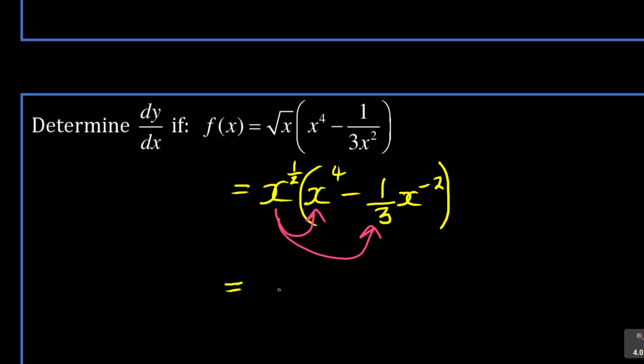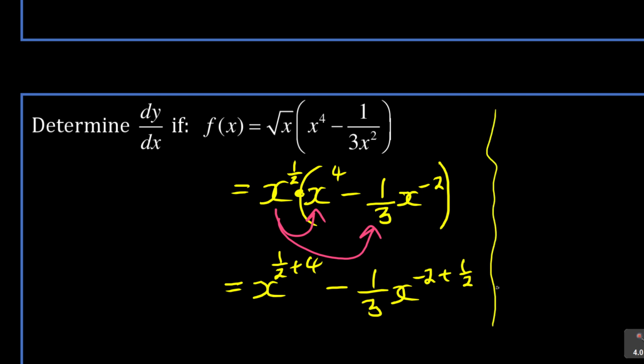So what do we do there? It will be x to the power, remember this is multiplying, 1 over 2 plus 4. You agree with me? Minus 1 over 3, again x to the power negative 2 plus half. You agree with me? Because it's multiplying, and I'm using the first law of exponents. Are you with me? I'm with you.